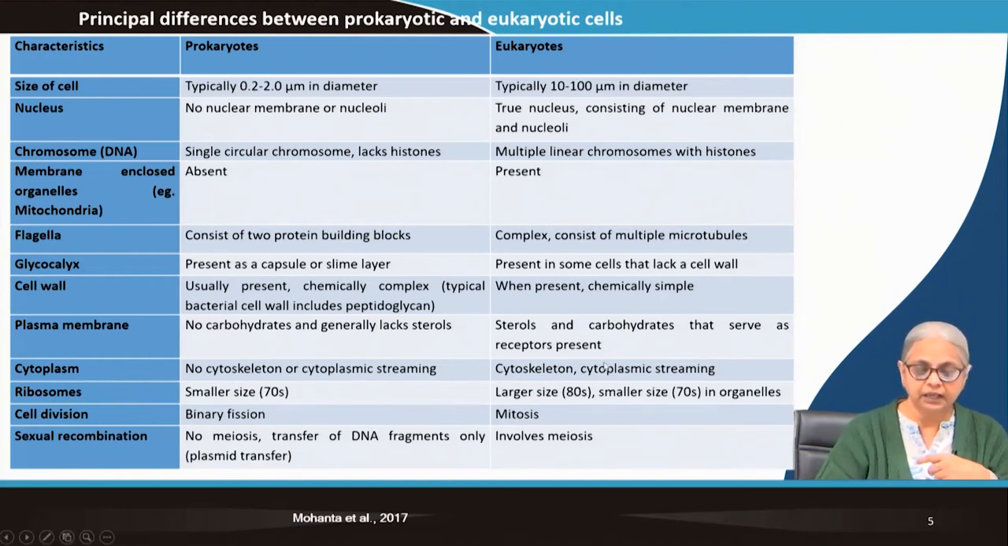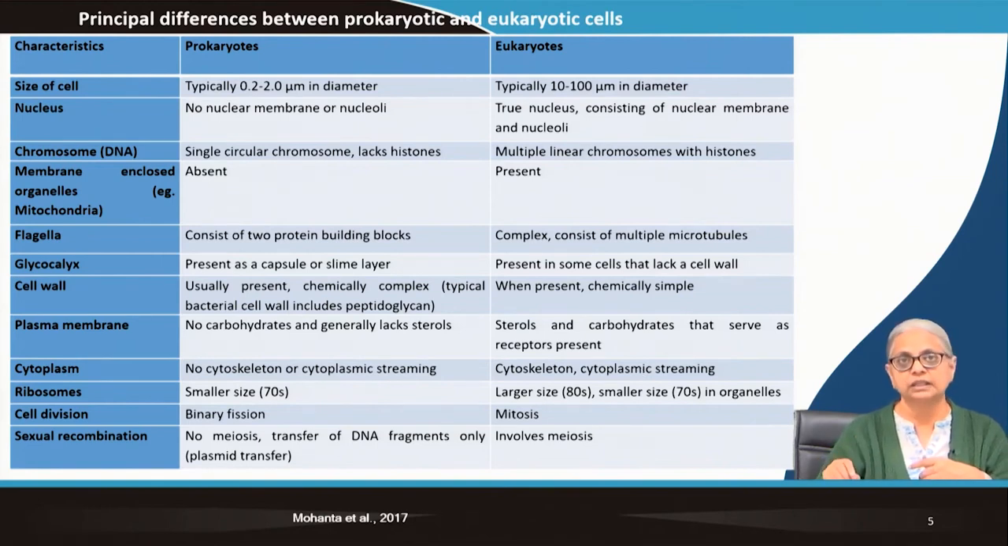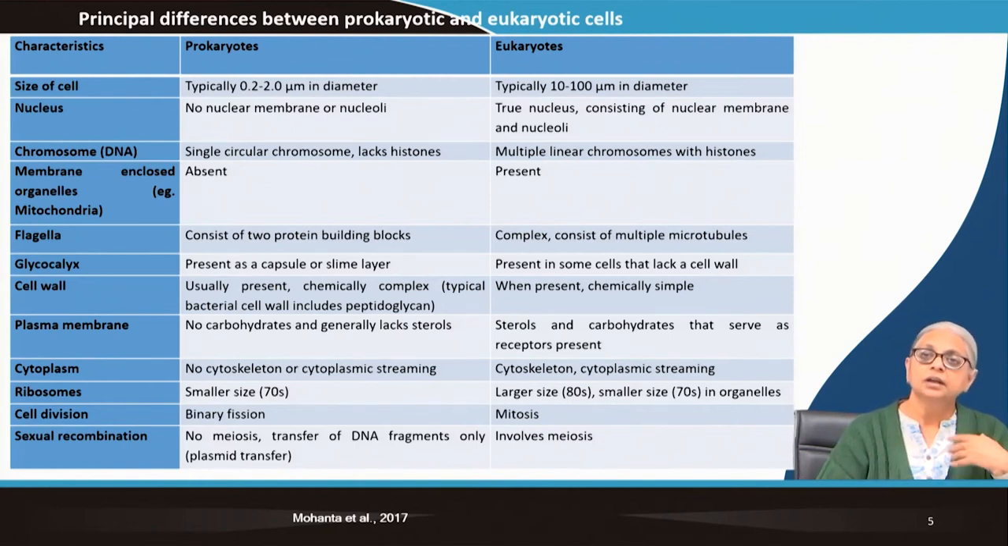So this cytoskeleton and cytoplasmic streaming is a phenomenon that has been observed only in eukaryotic cells. It has never been observed in prokaryotic cells because of the rigidity of the cell wall. Then we come to ribosomes. The ribosomes in prokaryotes have a smaller size, and 70S and 80S is based on what is called the sedimentation rate. So the smaller size of the ribosomes is another defining characteristic, and eukaryotic cells have larger ribosomes. They are 80S.